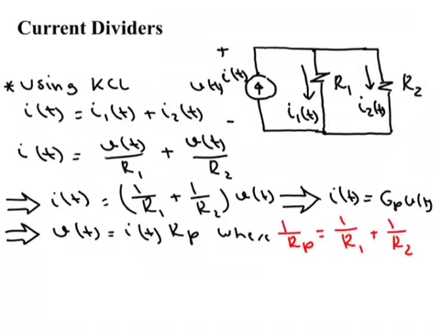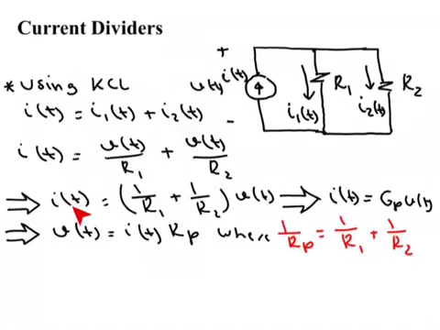It is V of t. The voltage drop is the same. So I can simply replace I1 of t by V of t over R1. I can replace I2 of t by V of t over R2. Okay? So when you do that, you can take V of t out as a common term, as shown here. And now we can say that this looks like I.